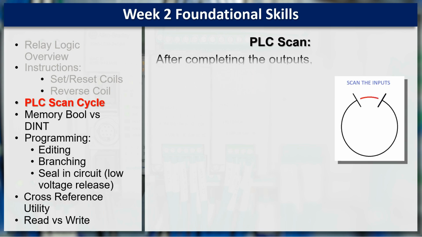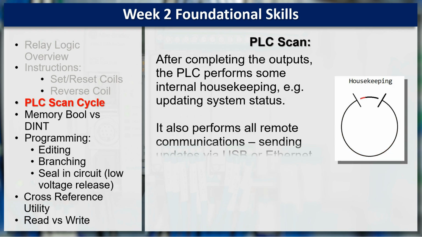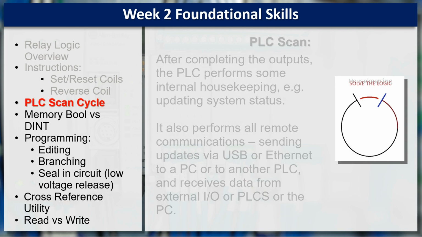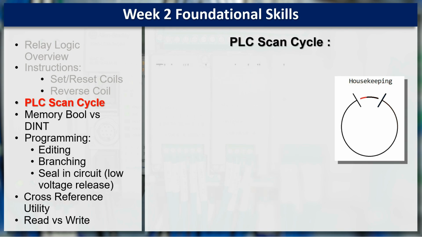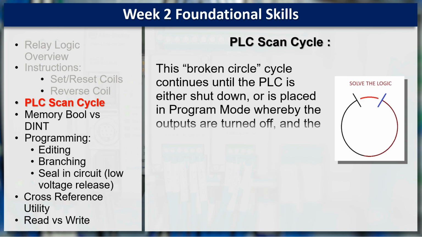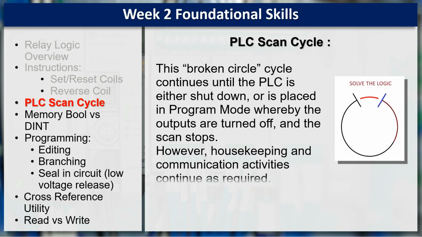After completing the outputs, the PLC performs some internal housekeeping, such as updating system status, etc. It also performs all remote communications, sending updates via USB or Ethernet to a PC or to another PLC, and receives data from external IOs or PLCs or the PC. This circular cycle continues until the PLC is either shut down or is placed in program mode, whereby the outputs are turned off and the scan stops. However, housekeeping and communication activities continue as required.